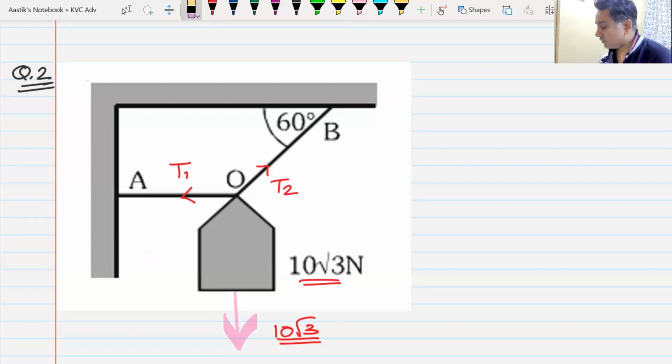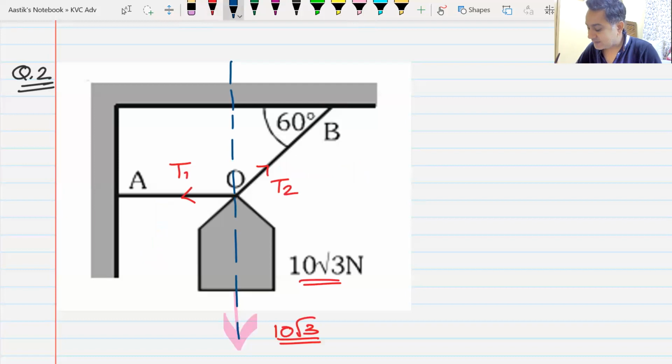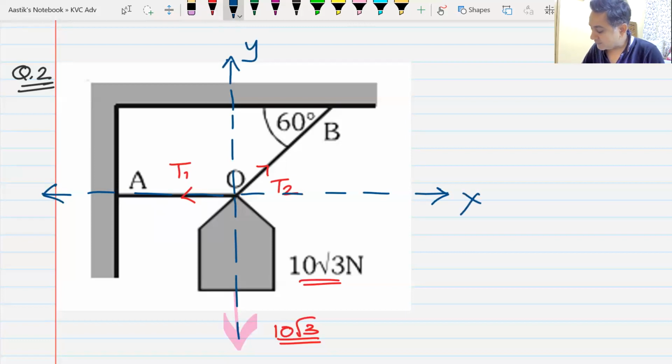Now I can draw a coordinate system. Let me take this as my x-axis and this as my y-axis. Do we understand my coordinate system? Yes, sir. Now what you can see in this coordinate system is that T1 and this 10 root 3 are okay because they are along x and y. But you see this T2 is not going along x and y.